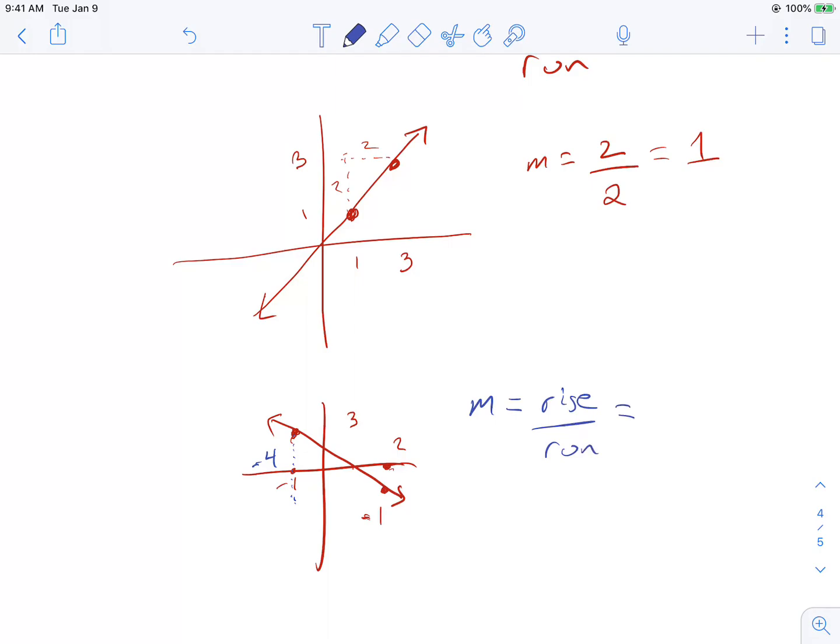So my m equals my rise over run. My rise, we just said, moved down 4 steps, so we get -4. Then we have to go this way. So we stepped over from -3 to 2. So how big of a jump is that? -3 to 2 is going to be a jump of 5. So my run is 5. So my slope then is -4 divided by 5, or -0.8.